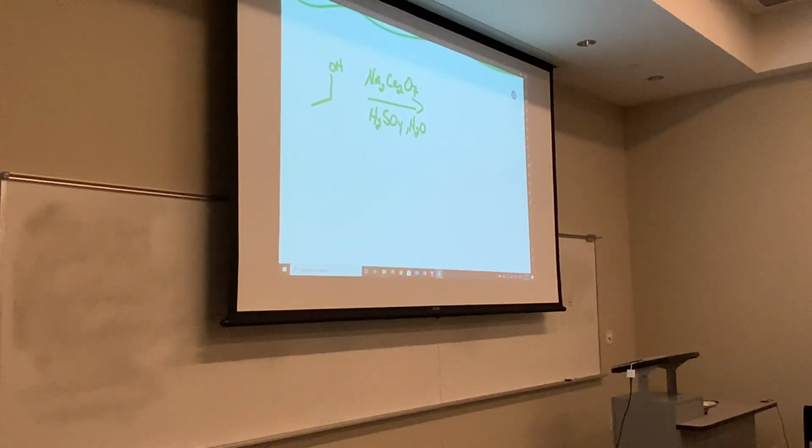So condition number one. We've got an alcohol, we've got some sodium dichromate, Na2Cr2O7. One of our polyatomic ions, dichromate. But you guys already remember that, right? At the bottom, we've got our good old buddy sulfuric acid, and we've got some water.